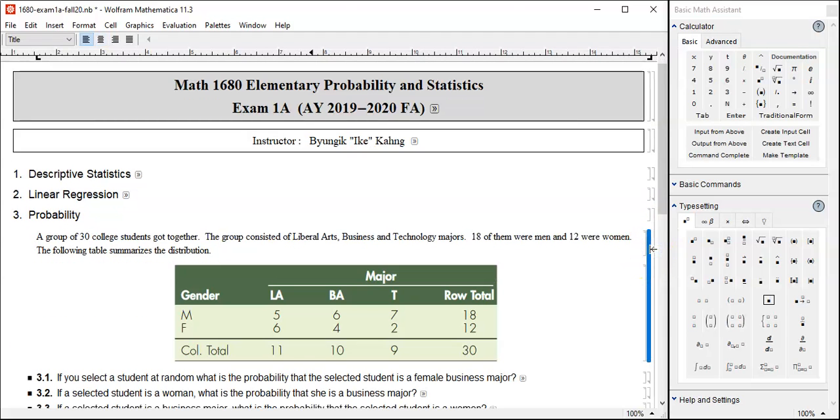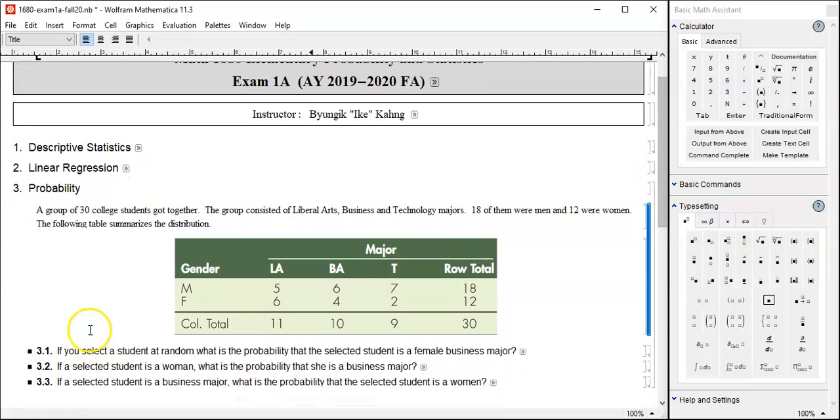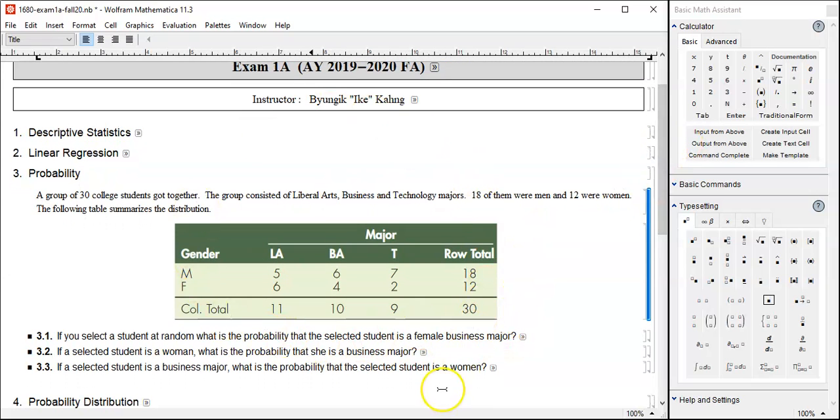Here's the problem. A group of 30 college students got together. The group consisted of liberal arts, business, and technology majors, as you can see in these columns. 18 of them were men and 12 were women, as you can see in these rows. The following table summarizes the distribution. And this table is called a cross-tabulation or contingency table.